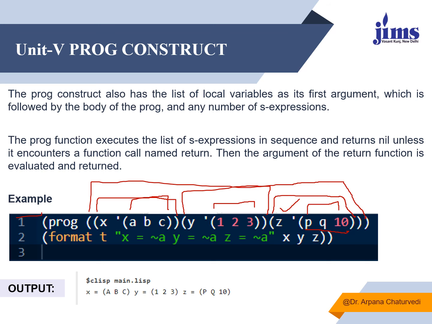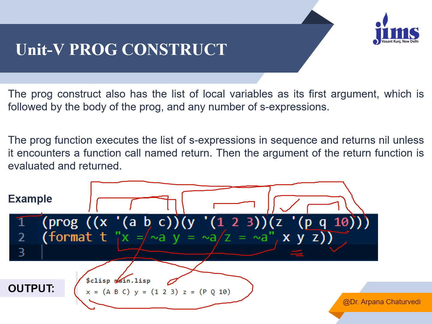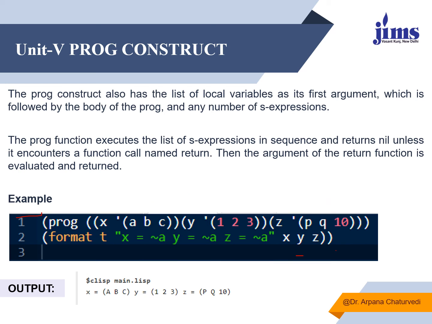Here I am displaying format t, x is equals to tilde a, y is equals to tilde a, z is equals to tilde a, and then I am closing the double quote symbol and writing the names of the variables, and at the end we are closing the PROG. And here you can see the output. X is having value ABC, y is having 1, 2, 3, and z is having p, q, 10. So this is how we use all the four constructs to declare local and global variables.